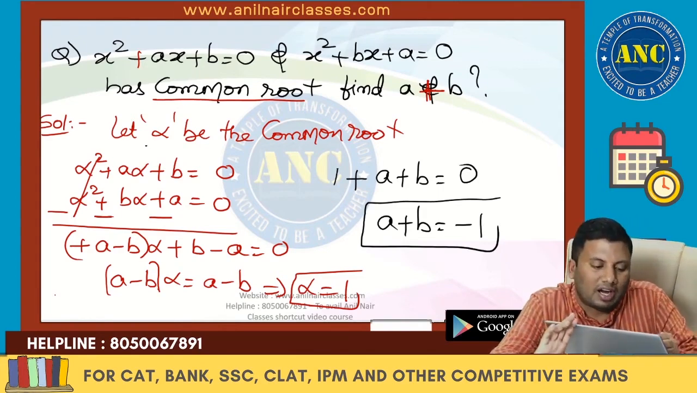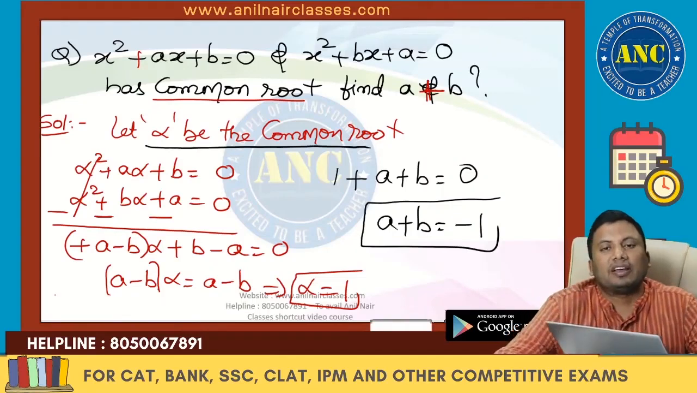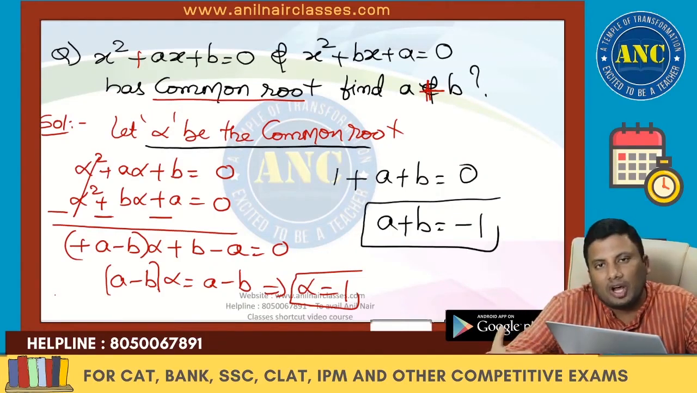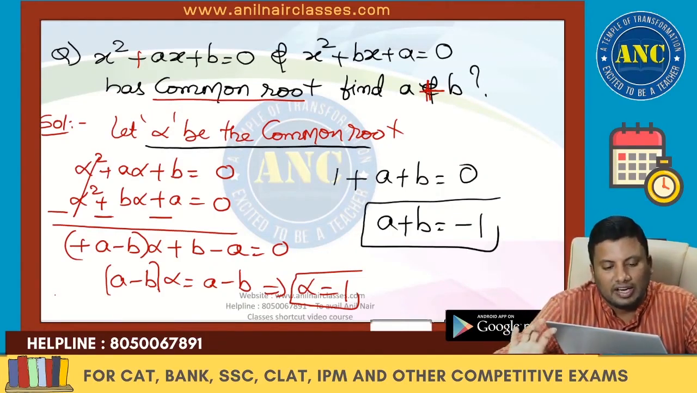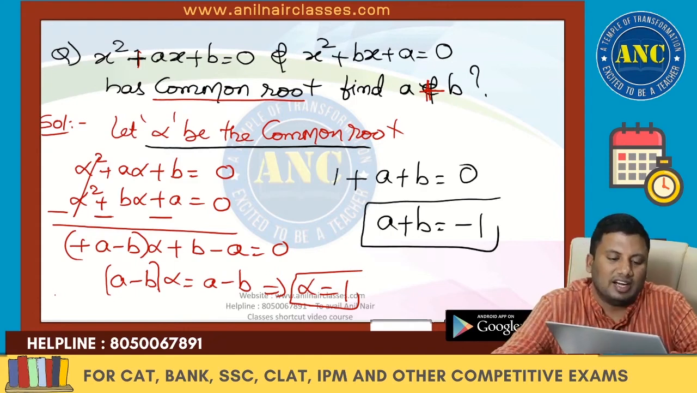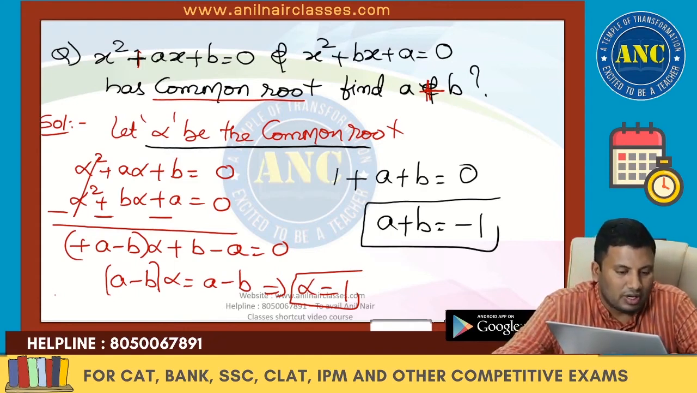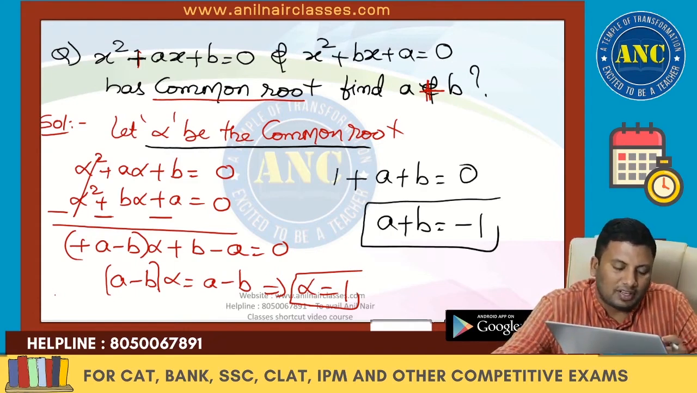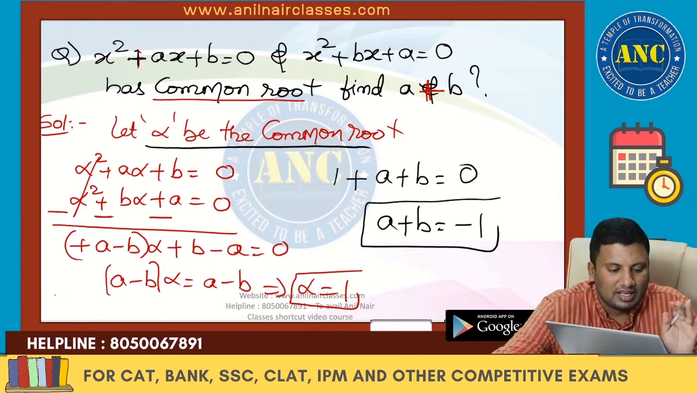Only if you are comfortable with these basic foundation problems, when I am solving CAT replica questions, it will be extremely clear to you. Make a note, otherwise unnecessarily variables you will get. X square plus ax plus b. Alpha square plus a alpha plus b. Alpha square plus b alpha plus a. Subtracting, alpha equivalent to 1.